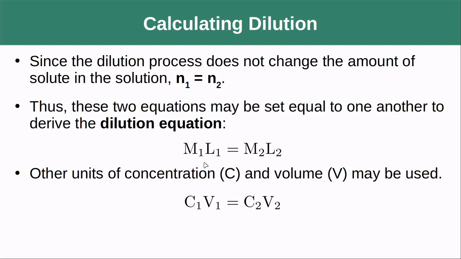We showed this for the case of molarity, where we had molar concentrations and volume, but this can actually be generalized to any concentration unit. We're going to talk about some alternative concentration units in a little while. So in general, it's always going to be true that you're going to have C1V1 equal to C2V2. This is going to be our dilution equation.